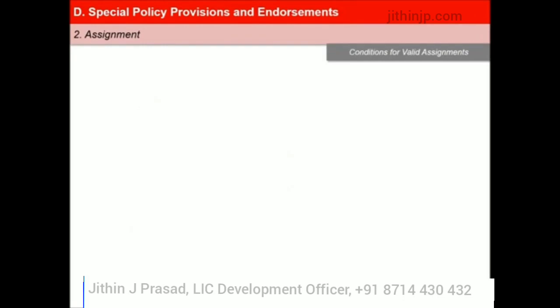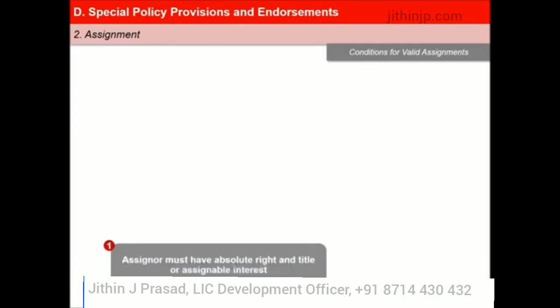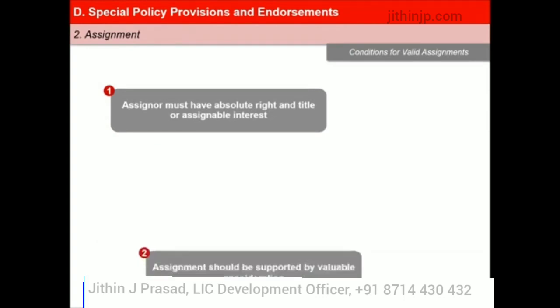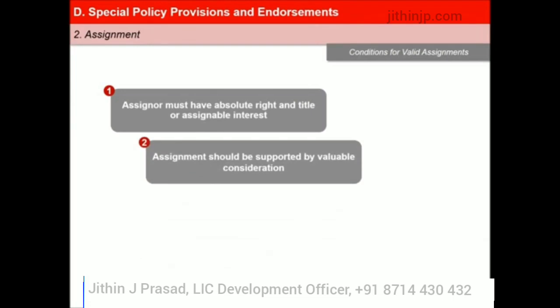Let us now look at the conditions that are necessary for a valid assignment. First of all, the person executing it, that is, the assigner, must have the absolute right and title or assignable interest to the policy being assigned. Secondly, it is necessary that the assignment be supported by valuable consideration, which may include love and affection.